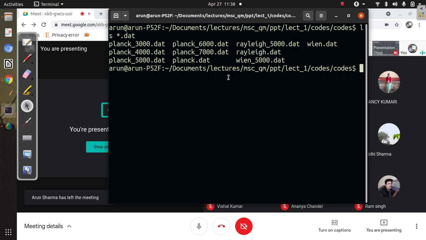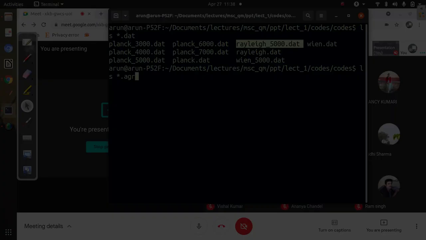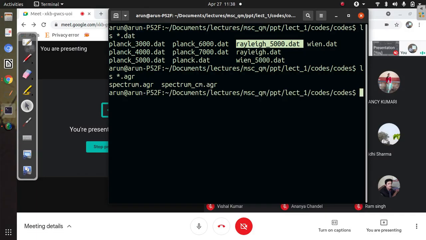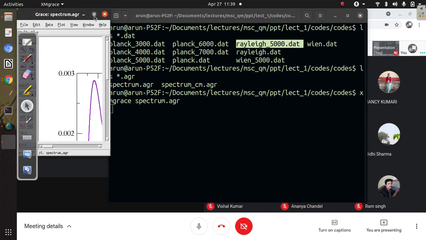So this is for Wien's law at 5000 Kelvin. This is Rayleigh-Jeans law for 5000 Kelvin. And then I plotted these, right? Here I have plotted all these graphs. Let us have a look at that.